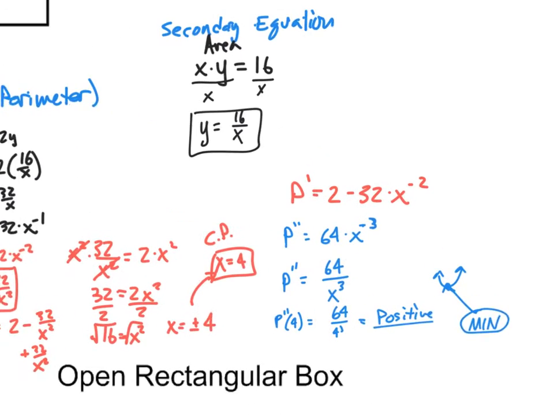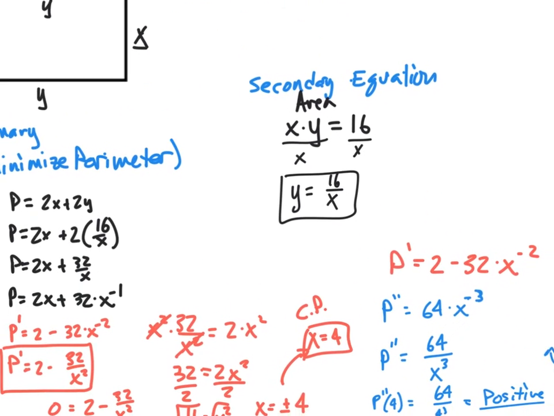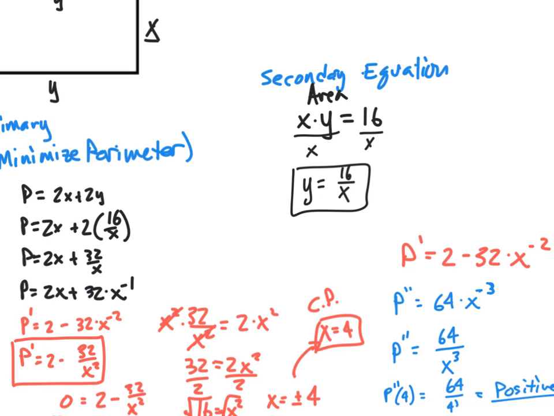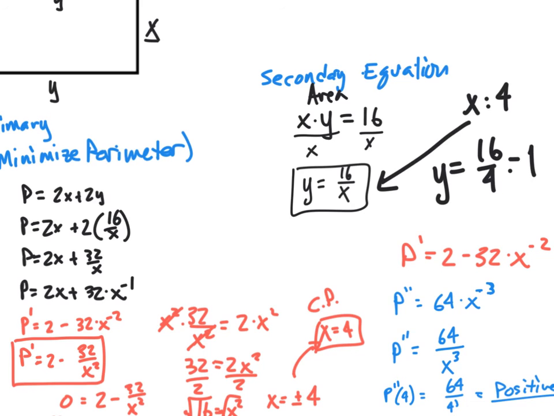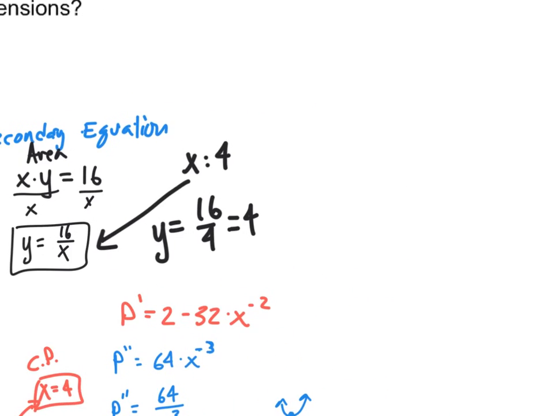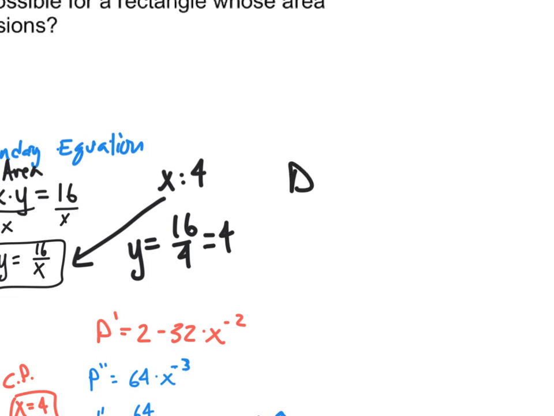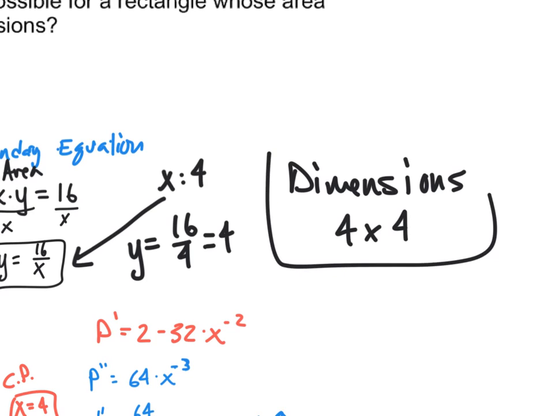If I know that x is equal to 4, then I can come in here and solve for y. I can plug that down here, and I get that y is equal to 16 over 4, which is equal to 4. So then my answer that I would write is that the dimensions for this rectangle would be 4 by 4. And it'd be 4 feet by 4 feet because it's 16 feet squared. Okay, so that's that problem.